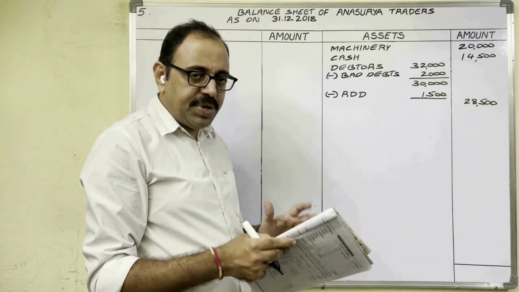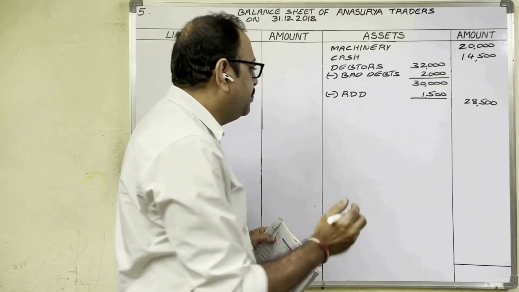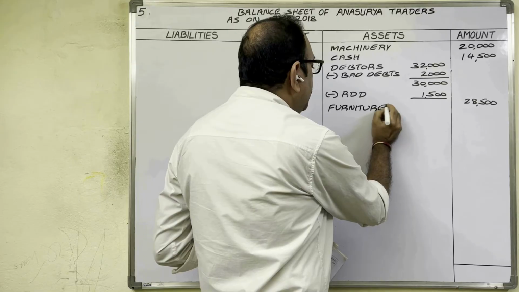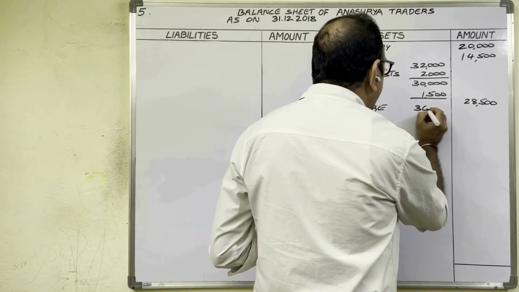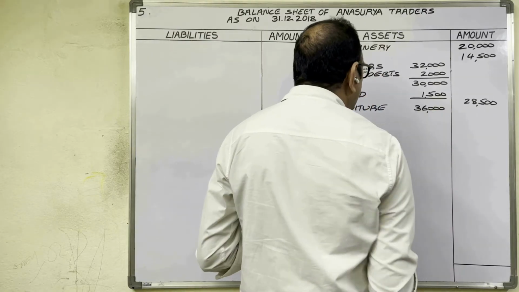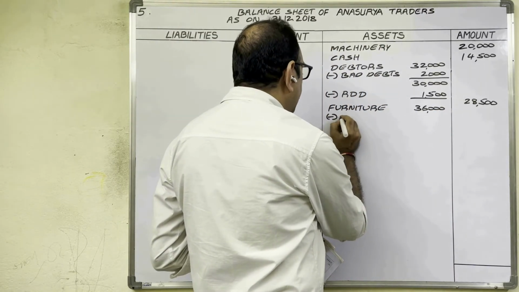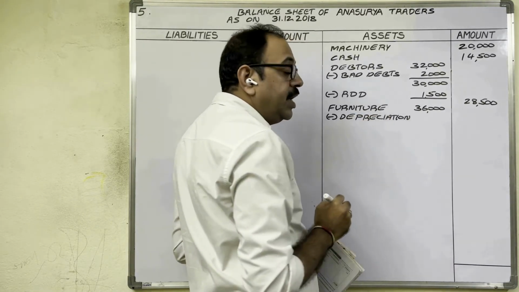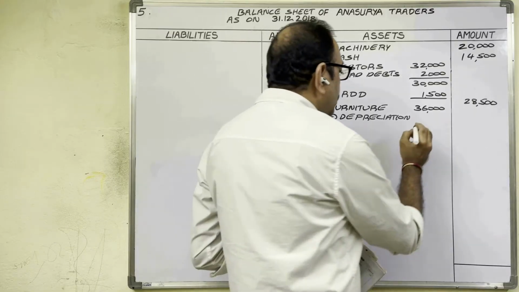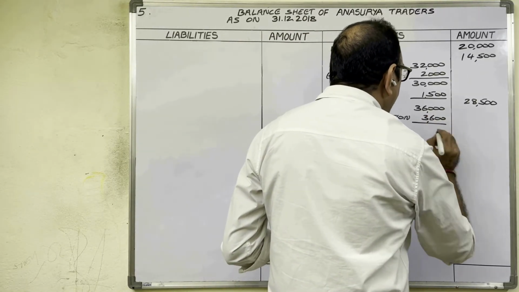opening stock completed in trading account. Furniture is an asset. Asset side. Depreciation is given now. Adjustment is given. Therefore, amount in inner column 36,000. Depreciation we have to subtract. Minus depreciation. We calculated depreciation in P&L account. 3,600 rupees came. Remaining amount in outer column.